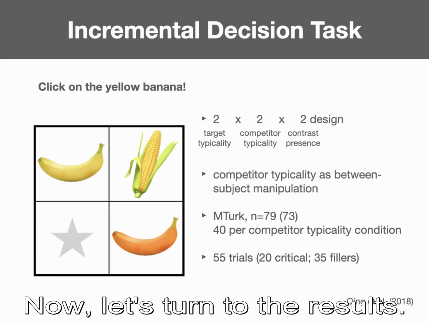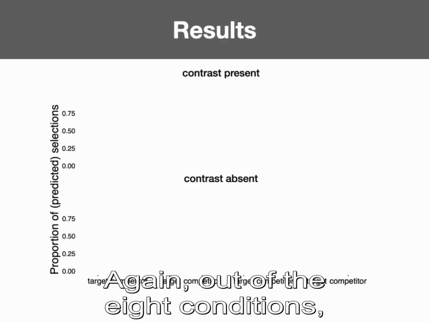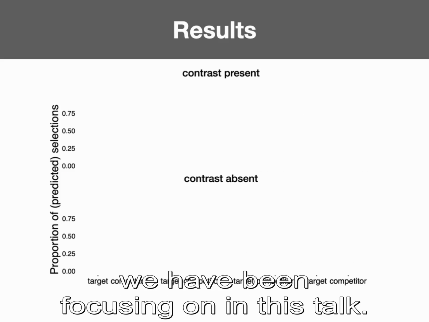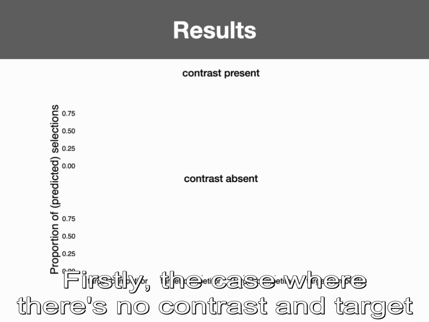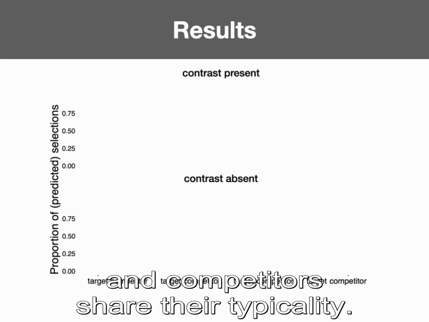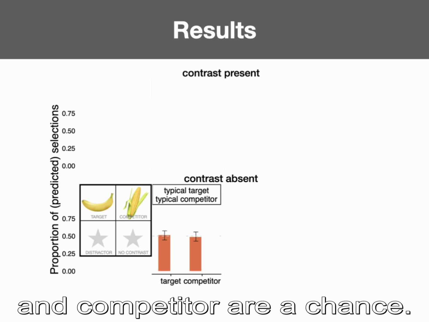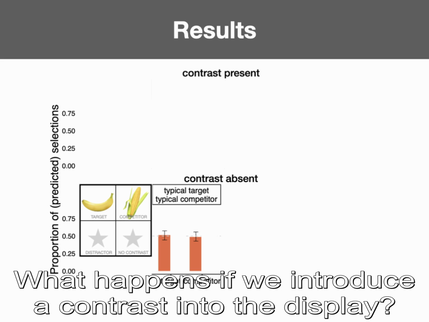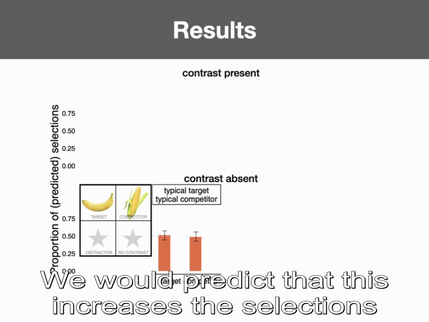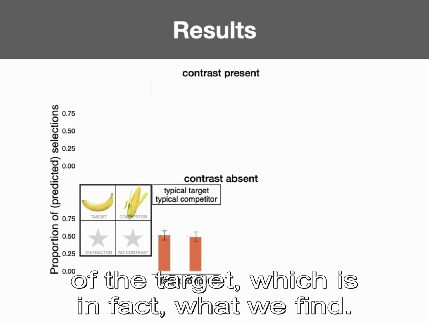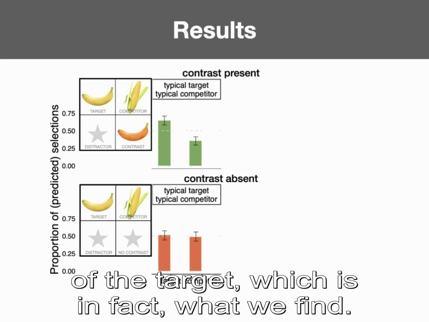Now let's turn to the results. Again, out of the 8 conditions, we will discuss the 3 conditions we have been focusing on in this talk. Firstly, the case where there's no contrast and target and competitor share their typicality. As expected, the selections of target and competitor are at chance. What happens if we introduce a contrast into the display? We would predict that this increases the selections of the target, which is in fact what we find.